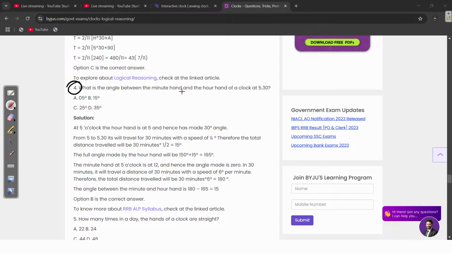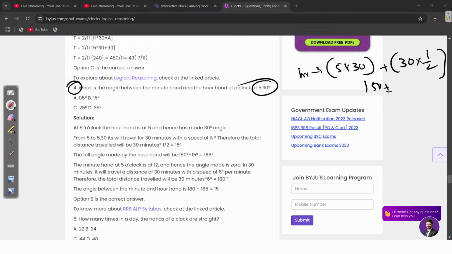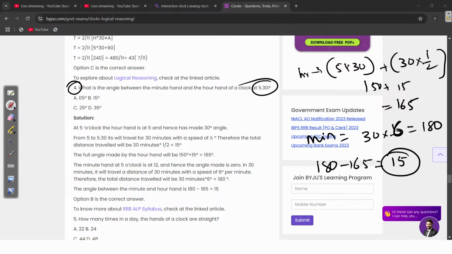Angle between minute hand and hour hand when the time is 5:30. What I told you? Simply take the hour hand: multiply the hours with 30 and the minutes with one half. So that's going to be 150 plus 15. You are going to get 165. That is the hour hand angle. Then find out the minute hand angle. Simply minutes into 6. That is 180. Subtract one from the other. 180 minus 165. You are going to get your answer as 15 degrees.